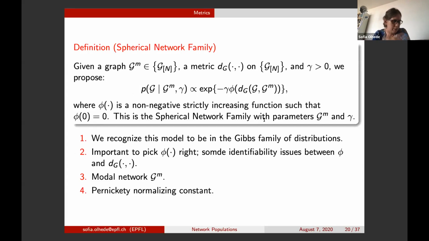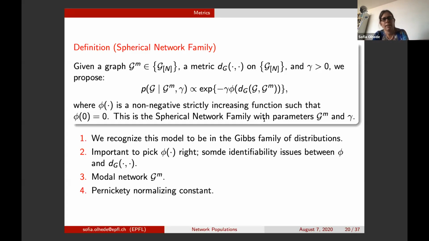Well, the second family that we're going to make up is where we're still going to have the notion of a typical graph, and we're going to generate new graphs, G, by just putting an exponential in there to make sure we get a positive value for the probability of generating the new graphs. And we're going to call it spherical because obviously if you put in the right choice of phi, you will clearly get spherical contours depending on the distance.